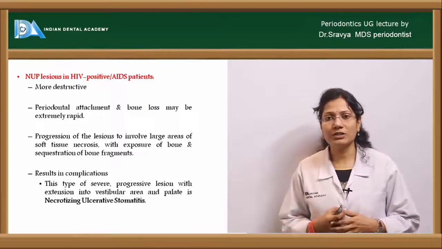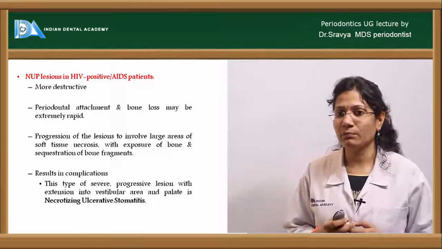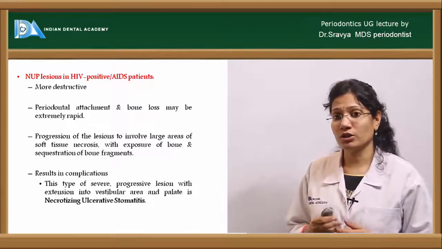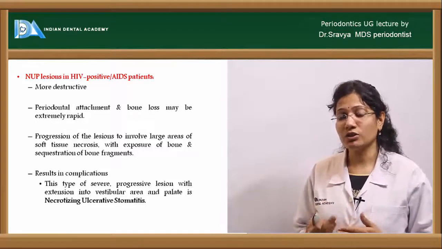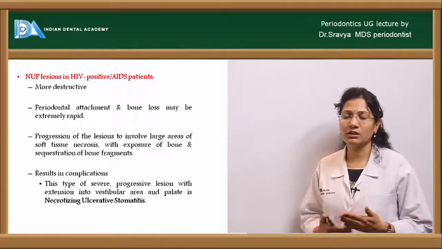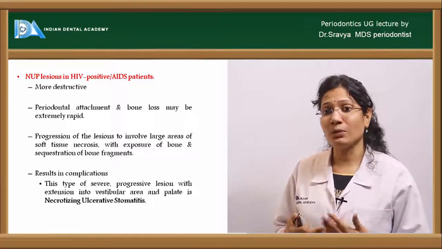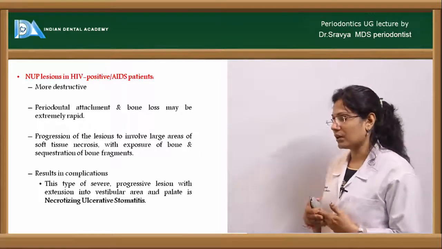See, the NUP lesions, if you see the slide, it's clearly explained. The NUP lesions in an HIV positive individual are more destructive when compared to the NUP lesions in an HIV negative individual. So if it is more destructive, definitely there's going to be more attachment loss and bone loss, and it happens at an extremely rapid rate.